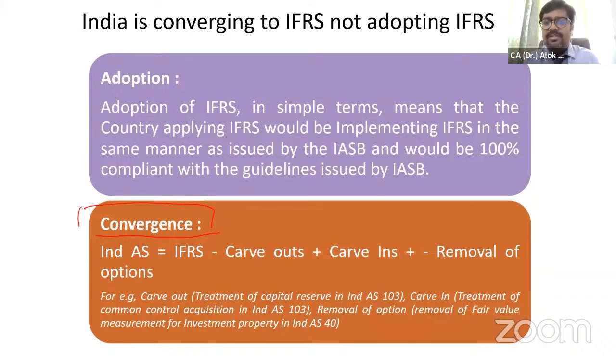So when I say convergence, India has converged IFRS. That is why in India we are calling it Ind AS, Indian Accounting Standard. And we have done 3 kinds of changes while converting IFRS into Ind AS. And these 3 kinds of changes include carve out, carve in, and removal of option. And let me tell you, our Ind AS are 99% cut copy paste of IFRS, 99%, right? Only there is a change pertaining to 1%, right?